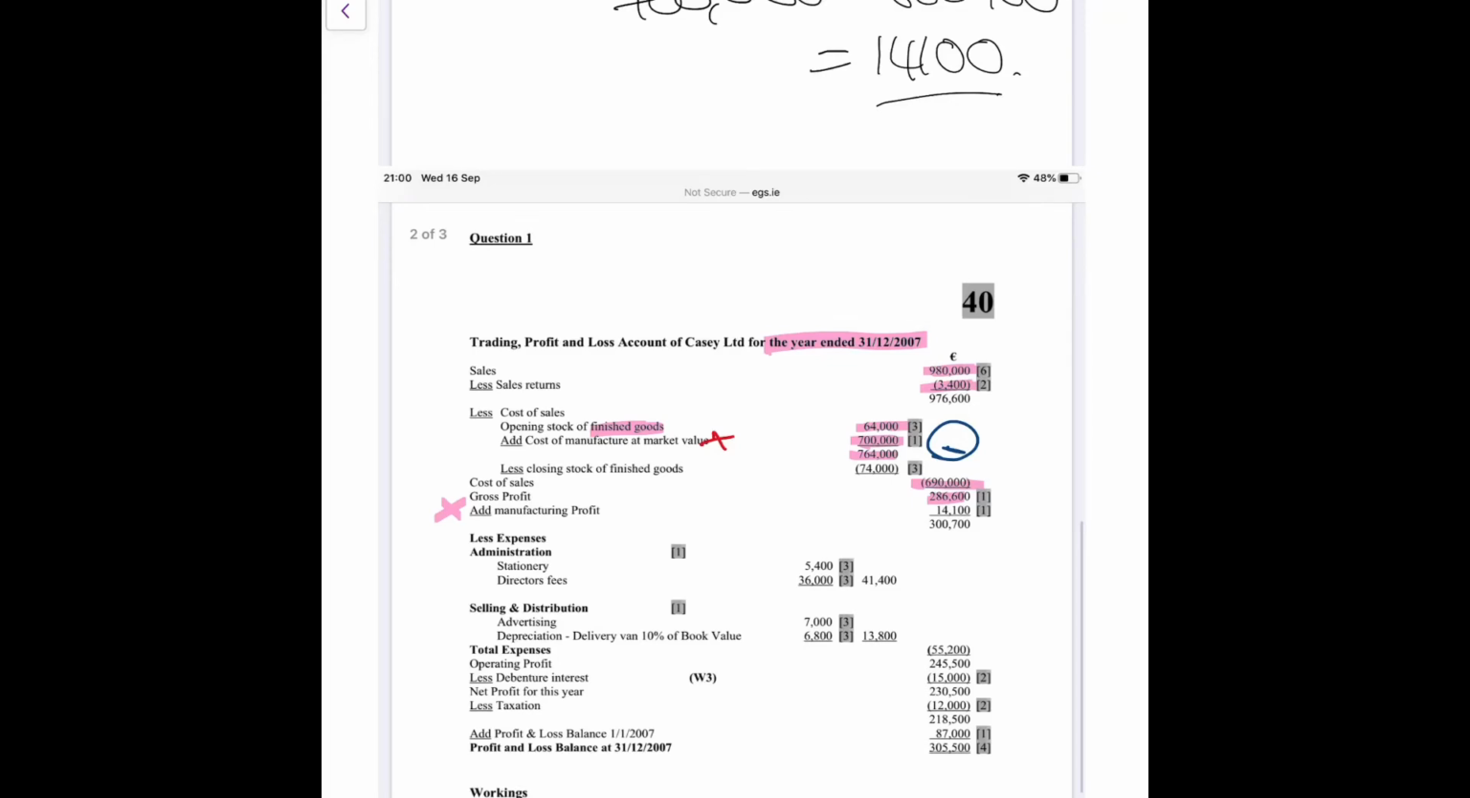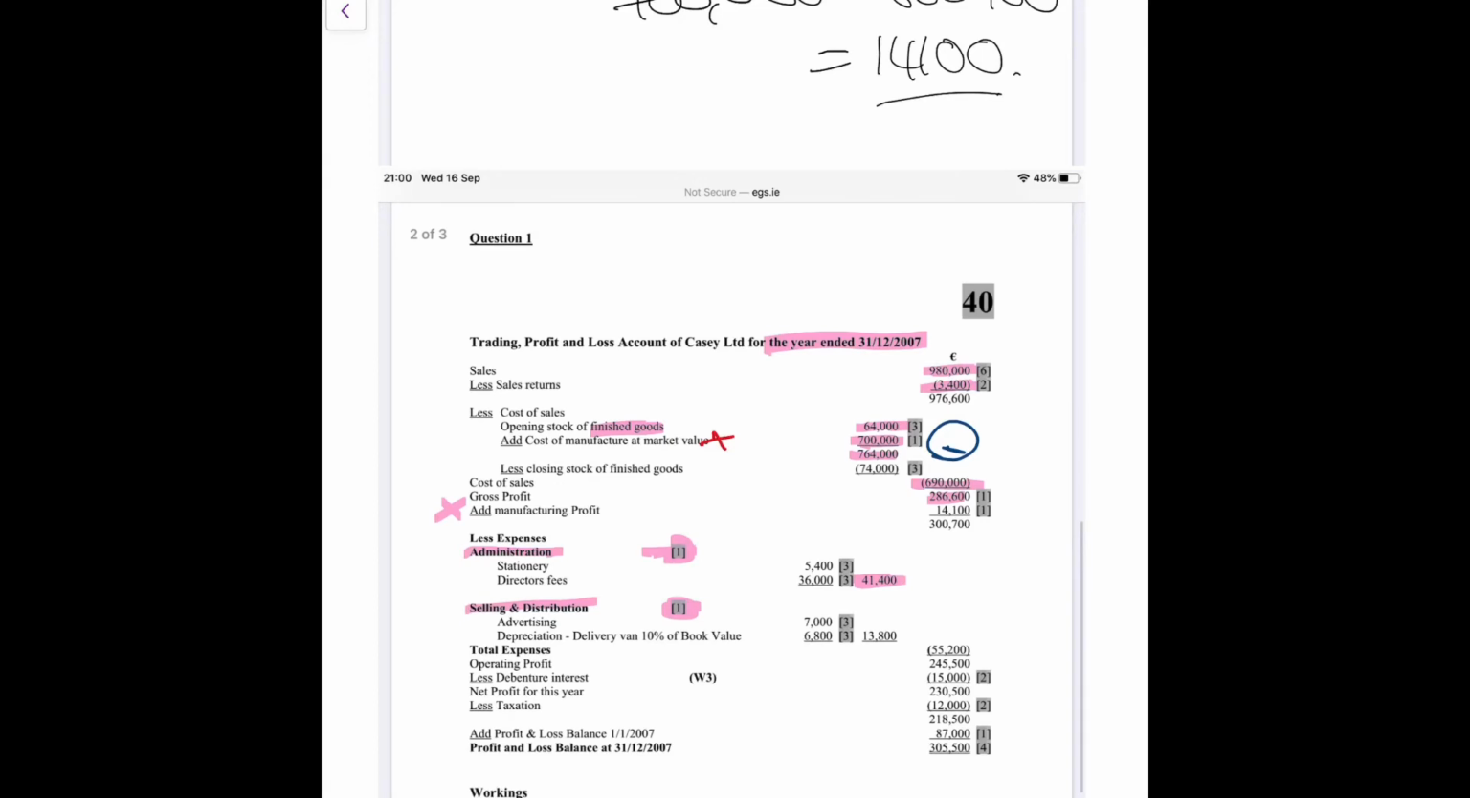So your admin, you've got stationery of 5,400 coming straight from the trial balance, and you also have your director's fees of €36,000. You're adding those together to make €41,400. And just note there that you're getting 1 mark for writing administration and another mark for writing selling and distribution. Okay, so they're easy marks to be getting. So don't be forgetting those headings.